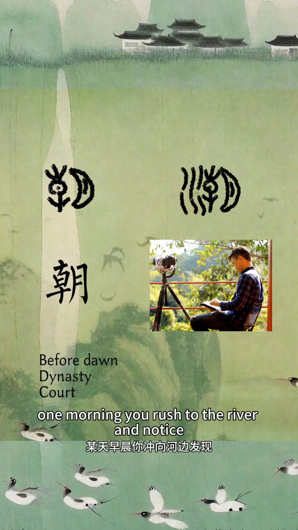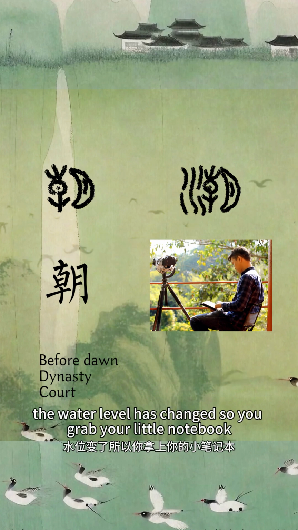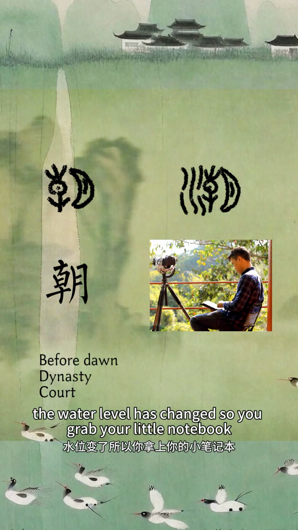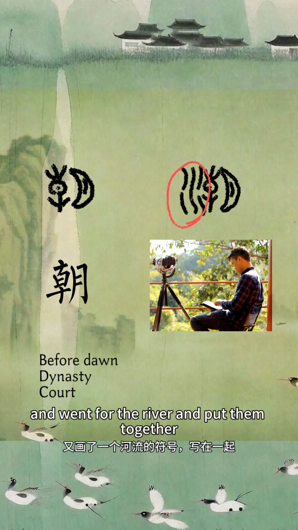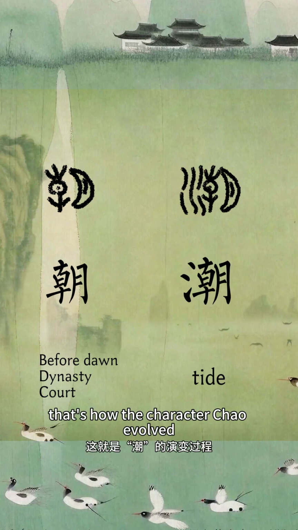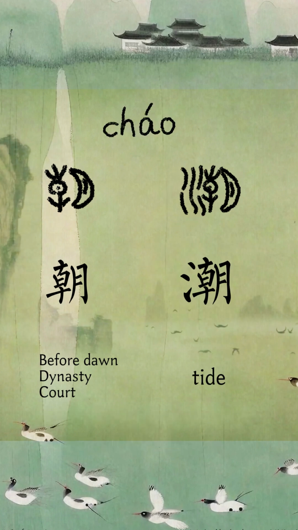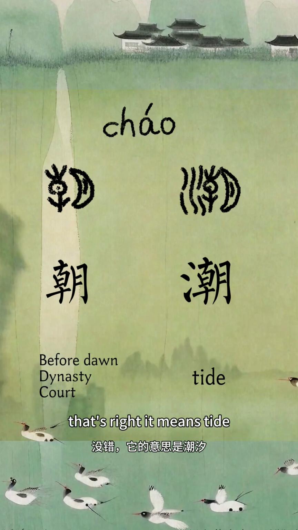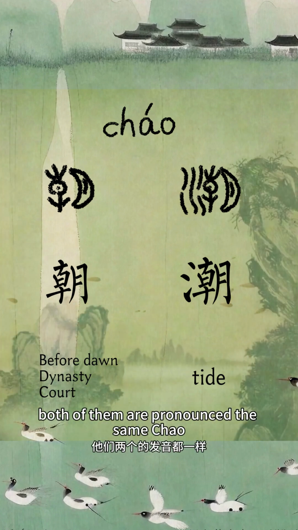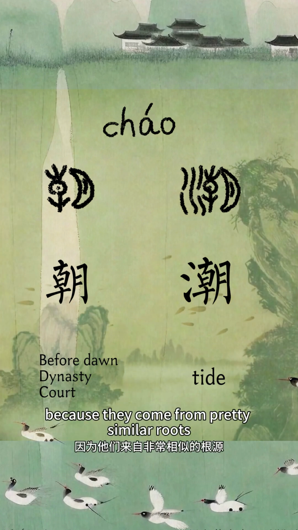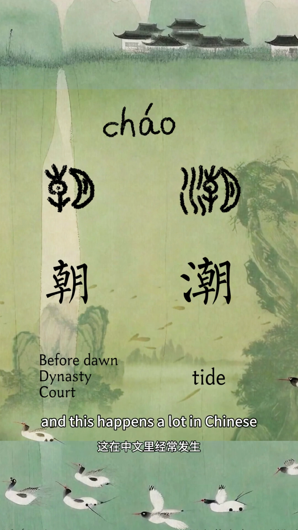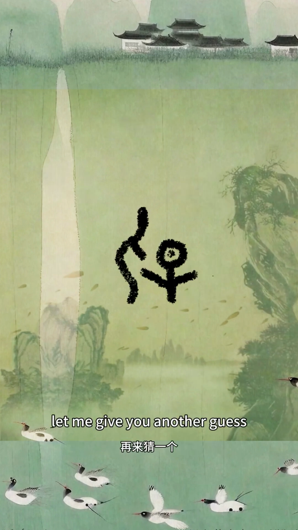One morning, you rush to the river and notice the water level has changed. So you grab your little notebook, draw a symbol for before dawn and one for the river, and put them together. That's how the character 潮 evolved. That's right, it means tide. Notice anything? Both of them are pronounced the same, 朝, because they come from pretty similar roots, and this happens a lot in Chinese.